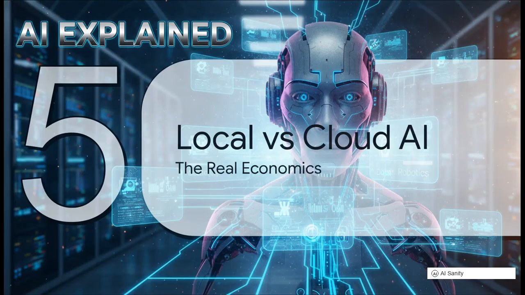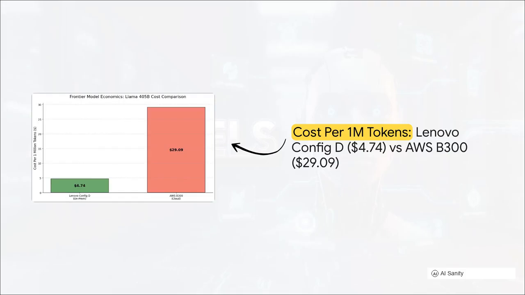Let's move to section 5, local versus cloud AI, and the real economics behind this. I really want to challenge you to look at the total cost of ownership at scale here. Because what's really interesting about this data is the math. This graph from Lenovo's sizing guide compares sustained inference on an on-premise hardware config versus a cloud instance on AWS. The disparity is just wild. You are looking at $4.74 per million tokens on-premise, compared to a steep $29.09 in the cloud. That is a massive 84% cost advantage when you run sustained workloads on your own hardware.